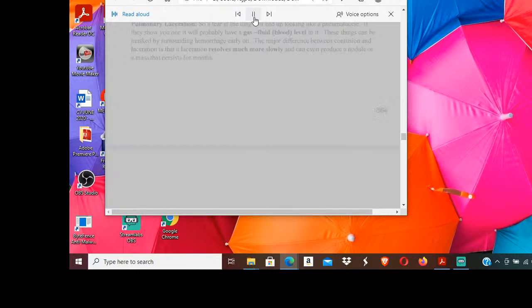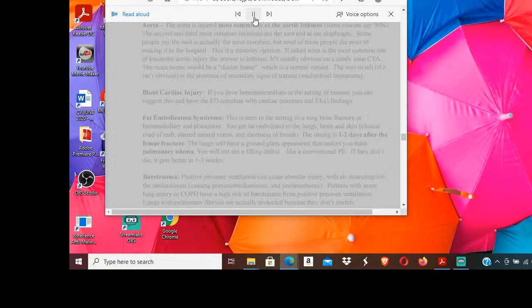364. Aorta. The aorta is injured most commonly at the aortic isthmus, some sources say 90%. The second and third most common locations are the root and at the diaphragm. Some people say the root is actually the most common, but most of these people die prior to making it to the hospital. This is a minority opinion. If asked what is the most common site of traumatic aortic injury, the answer is isthmus.